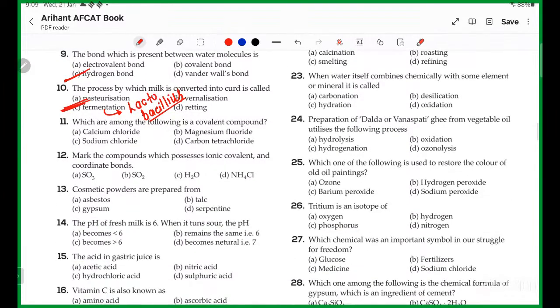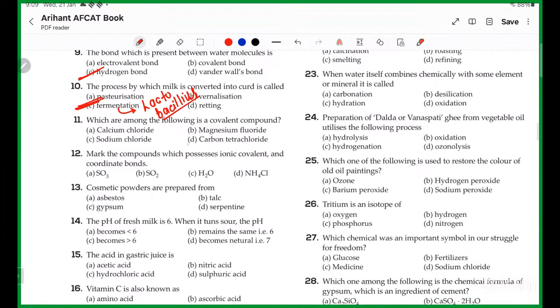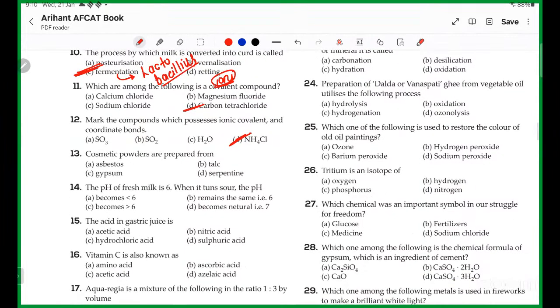Which among the following is covalent? Carbon tetrafluoride is only covalent. Others are ionic or other. Mark the compound which possesses ionic and coordinate bond. So in this, this one possesses ionic and coordinate bond.